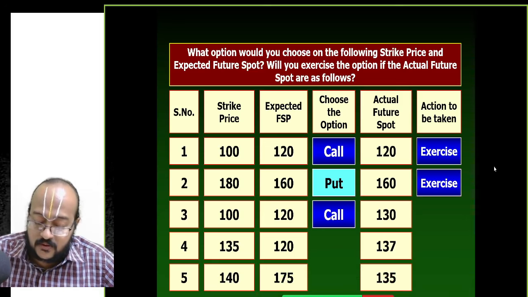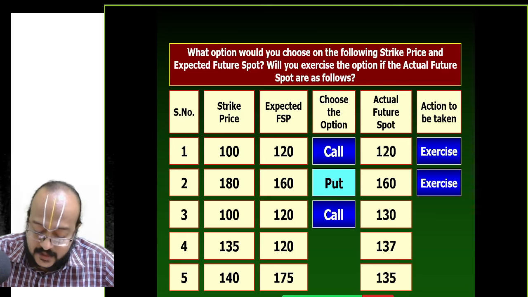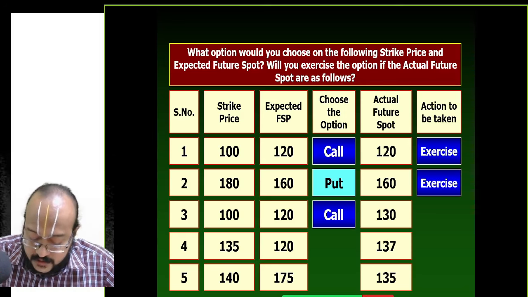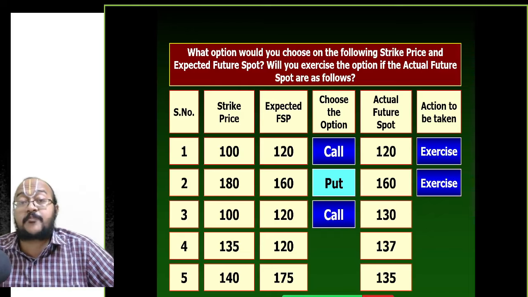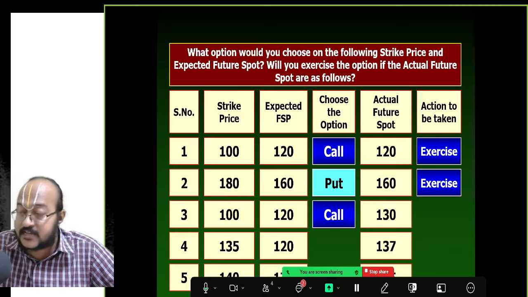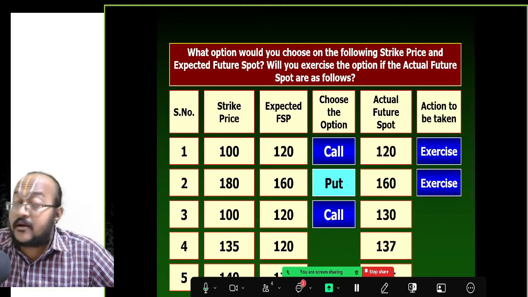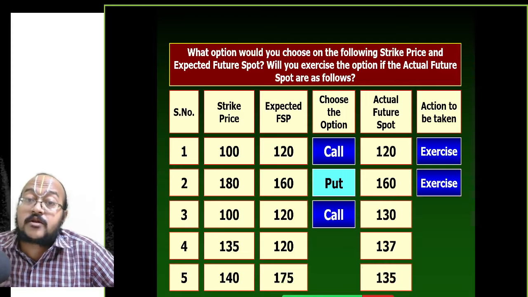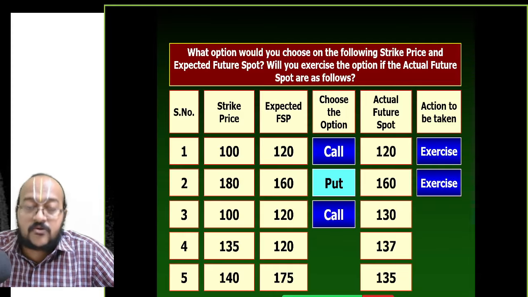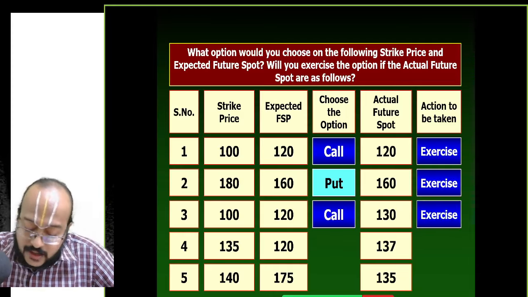So lapse or exercise? Still exercise. 100 rupees is your strike price. He expected the share price to become 120, which means he expected a profit of 20. But in reality, on the maturity date, it became 130 and 30 rupees is his profit. So whether he would exercise, obviously yes, he would exercise.